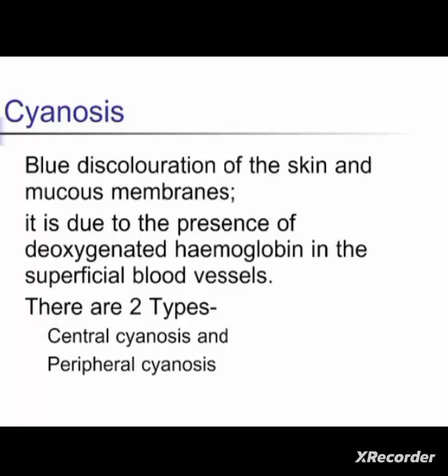Cyanosis is bluish discoloration of skin and mucous membrane. It is mainly due to the presence of deoxygenated hemoglobin in the superficial blood vessels. So, cyanosis means the bluish discoloration of skin and mucous membrane, mainly due to the lack of oxygenated blood supply to the tissues. There are mainly two types of cyanosis: central cyanosis and peripheral cyanosis.